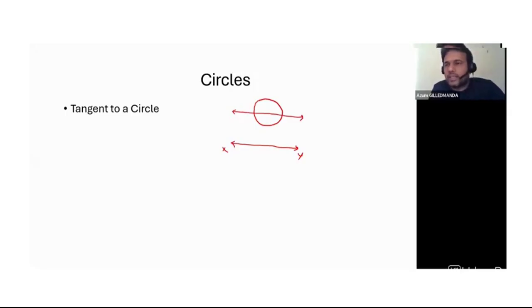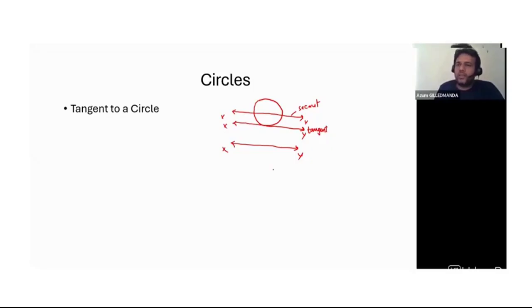This line is passing through the circle and dividing the circle into two parts. So this line XY is called a secant to the circle. A secant is a line that divides the circle into two parts. Then what happens if I draw a line that just touches the circle at one point? So XY, this line is nothing but a tangent to the circle.